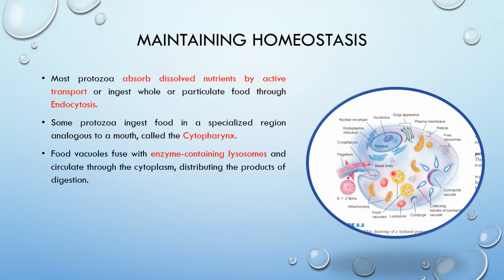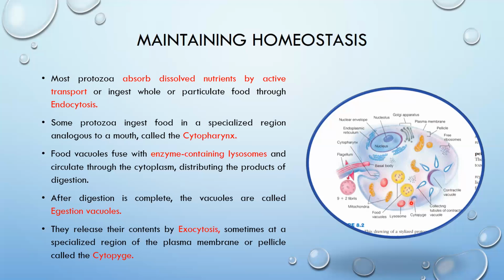Now the food vacuoles fuse with the enzyme-containing lysosomes, and then the lysosomal enzymes break down the food particle, distributing the products of digestion throughout the body. After digestion is complete, the vacuoles are called egestion vacuoles, and these egestion vacuoles are released out from the body through the cytopyge. So they release their contents by exocytosis, sometimes at a specialized region of the plasma membrane or the pellicle called the cytopyge. So the cytopharynx is a structure to ingest the food particle, and the cytopyge is a structure to release the digestive contents by the process of exocytosis.